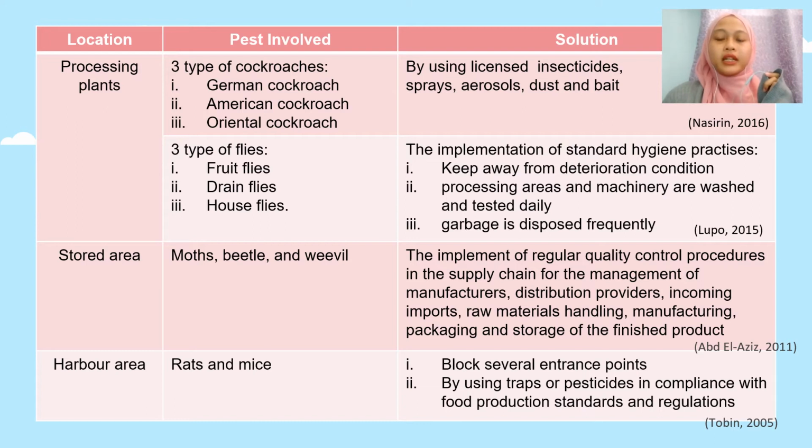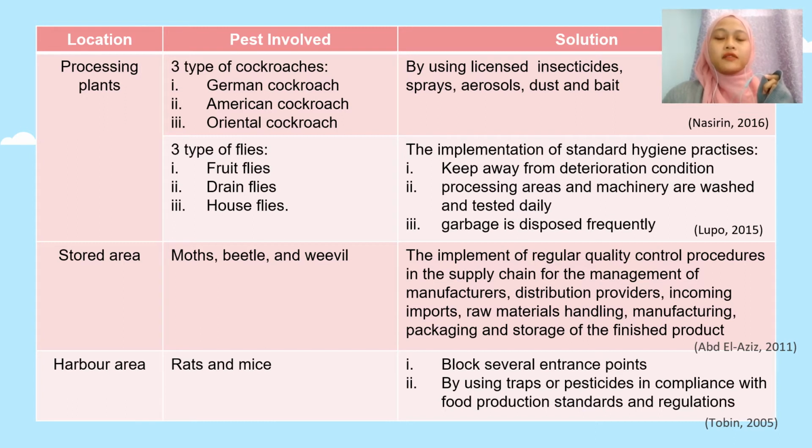Firstly, in processing plant, the pests involved are usually cockroaches and flies. So there are 3 types of cockroaches in processing plant, which are German cockroach, American cockroach, and also Oriental cockroach. Okay, so as we all know, cockroaches usually prefer dark areas with the right temperature and humidity. So to solve this problem, we have to use the licensed insecticide, sprays, aerosol, dust and bait. But the licensed insecticide usually requires competent and skilled staff to use them.